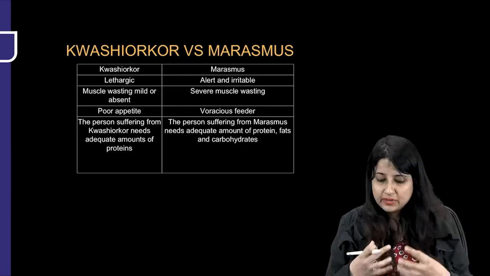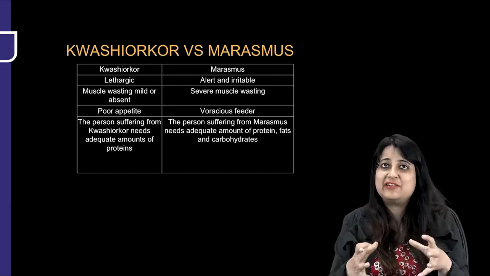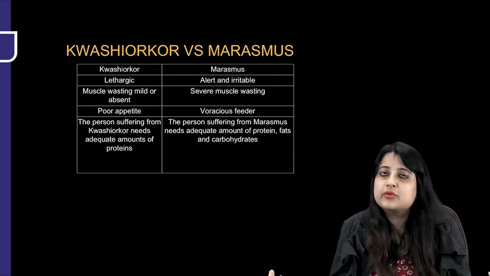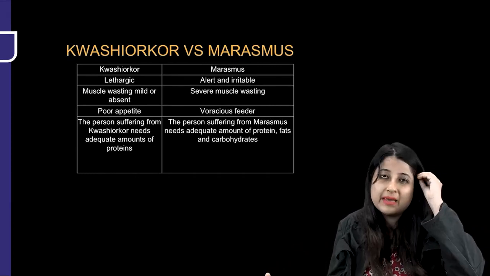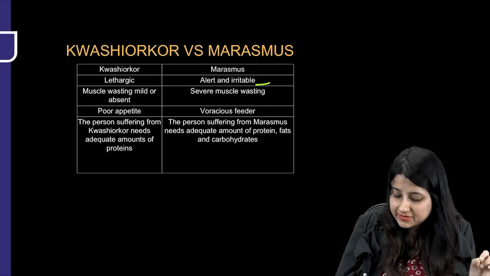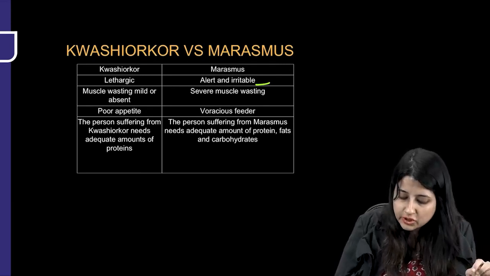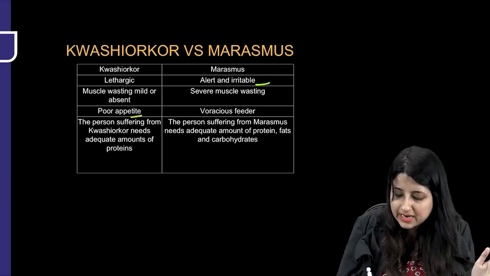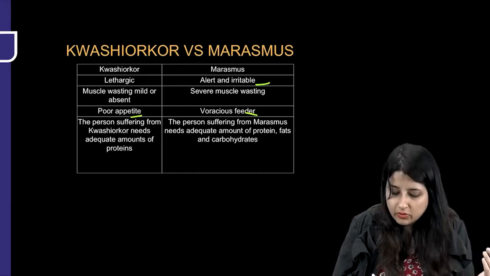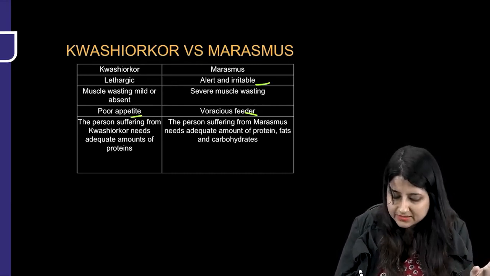Look at the Kwashiorkor baby, it appears all fat kind of, but it's not actually that. It's the enlarged liver and all that which is responsible for that. The baby becomes extremely lethargic. Marasmic baby is alert and irritable. Kwashiorkor baby has a very poor appetite. Marasmus is a voracious feeder. Muscle wasting is mild or absent in Kwashiorkor. In Marasmus, there's severe muscle wasting.